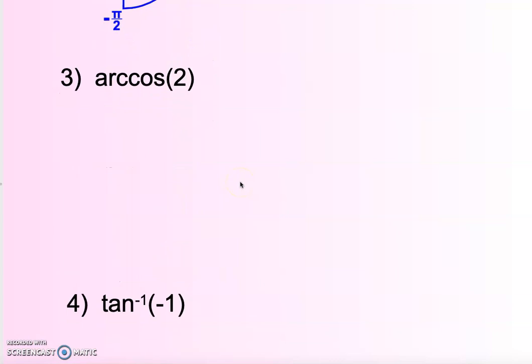Let's try this one. The arc cosine of 2. Arc cosine, inverse cosine, I'm going to pick a good model, and that's the unit taco. Where in the unit taco is the cosine positive, and that'd be here in quadrant 1. And I need the cosine to give me a value of 2.